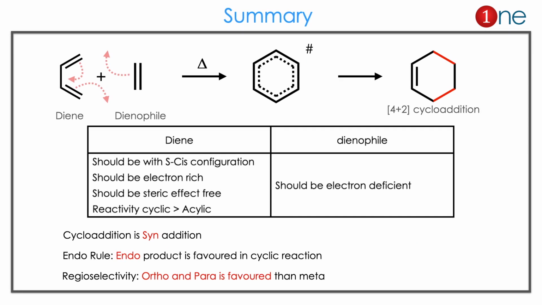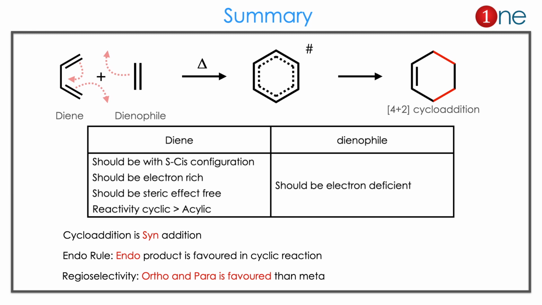Let us summarize what we have seen. Diels-Alder reaction is really about a diene and a dienophile and it's a 4+2 cycloaddition. So you have to master what is required for the diene. It should be in the SS configuration. It should be electron rich, it should be free of steric effect, and the reactivity of cyclic is higher than acyclic. Dienophile is easy, it should be electron deficient.